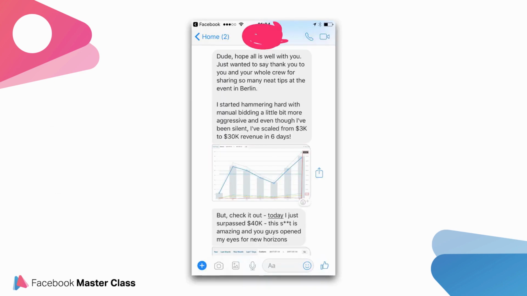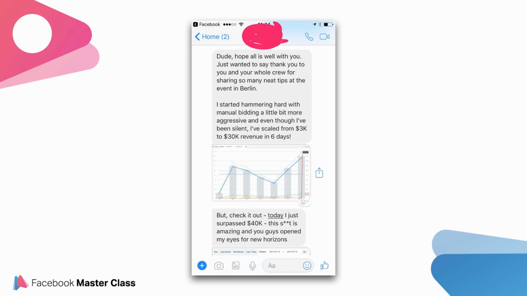And to show you how powerful bidding can be, this is a testimonial or feedback that we got from our first Facebook conference. It's about a guy who was able to scale his campaign from $3,000 to $30,000 in revenue in 6 days. Don't know how much profit he made, but seems like he was pretty happy, and even said that his campaign surpassed $40,000. I think that was a few days later, and he just said that this is amazing and you guys opened my eyes to new horizons. I'm not showing you this to tell you how awesome we are, but to show you how powerful bidding can be. That's the only thing that he changed, and his campaign really took off in 6 days.